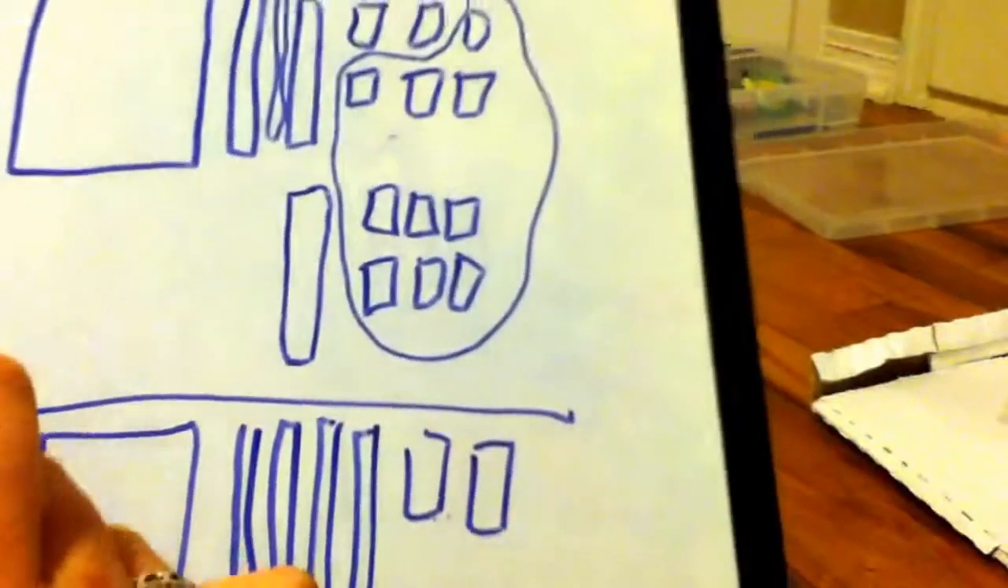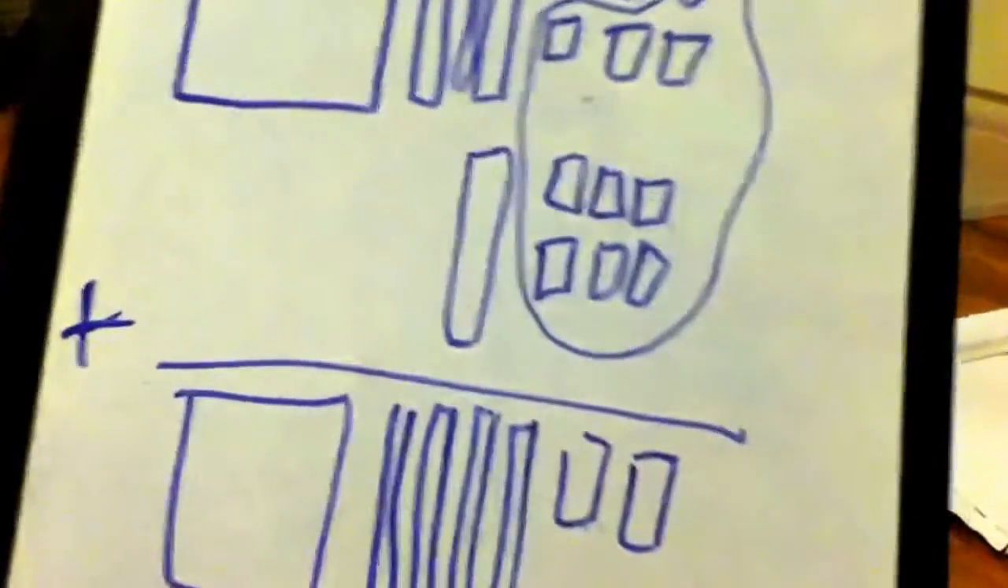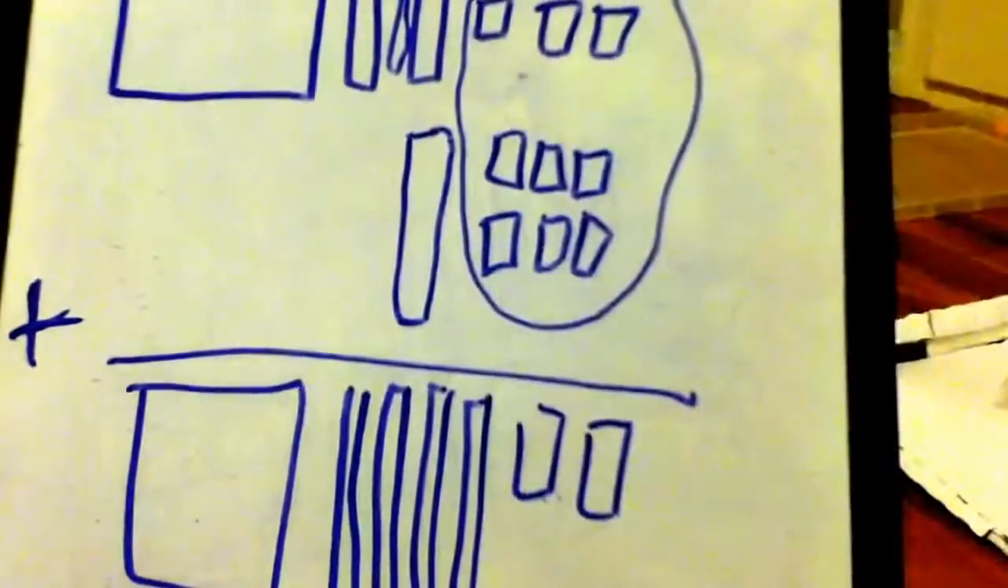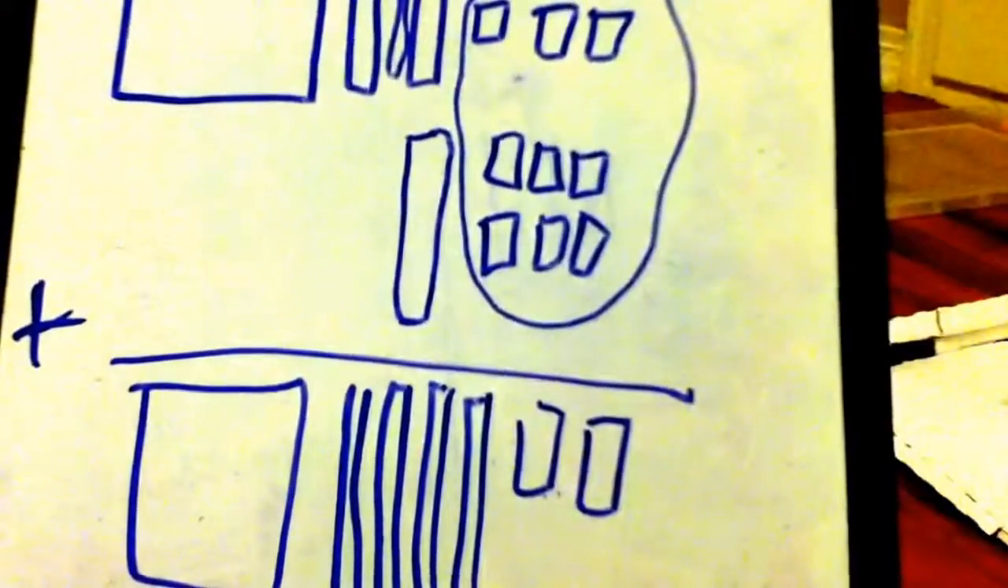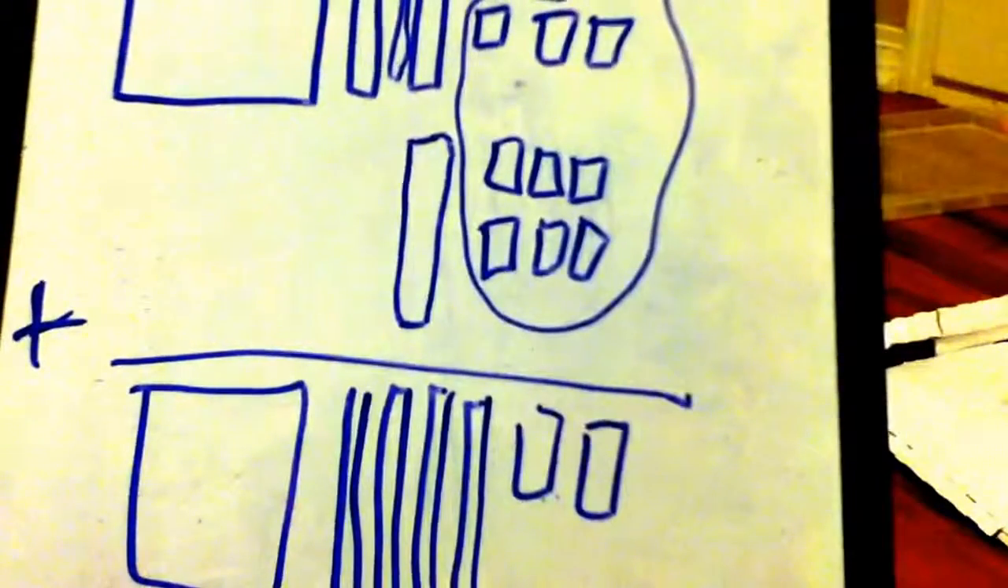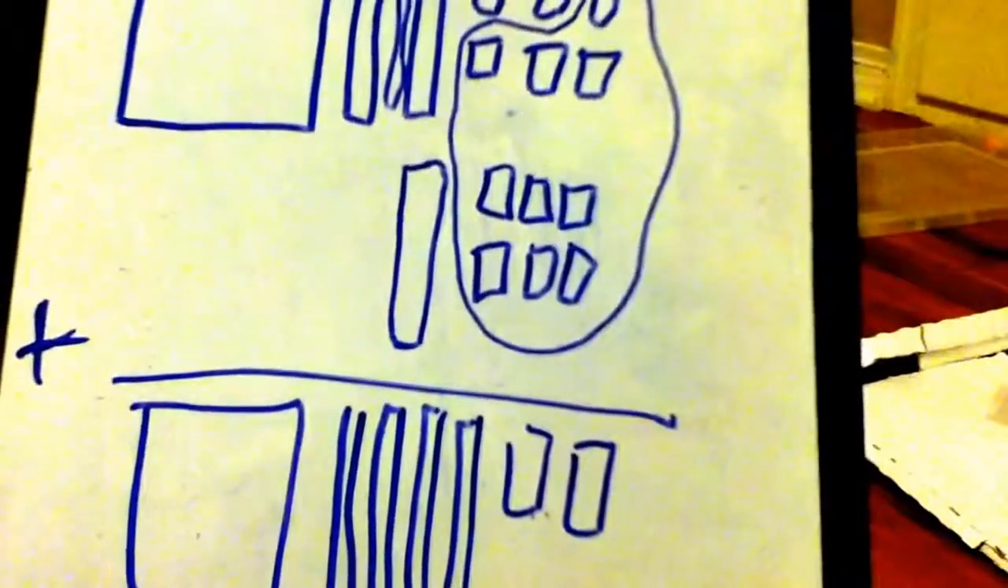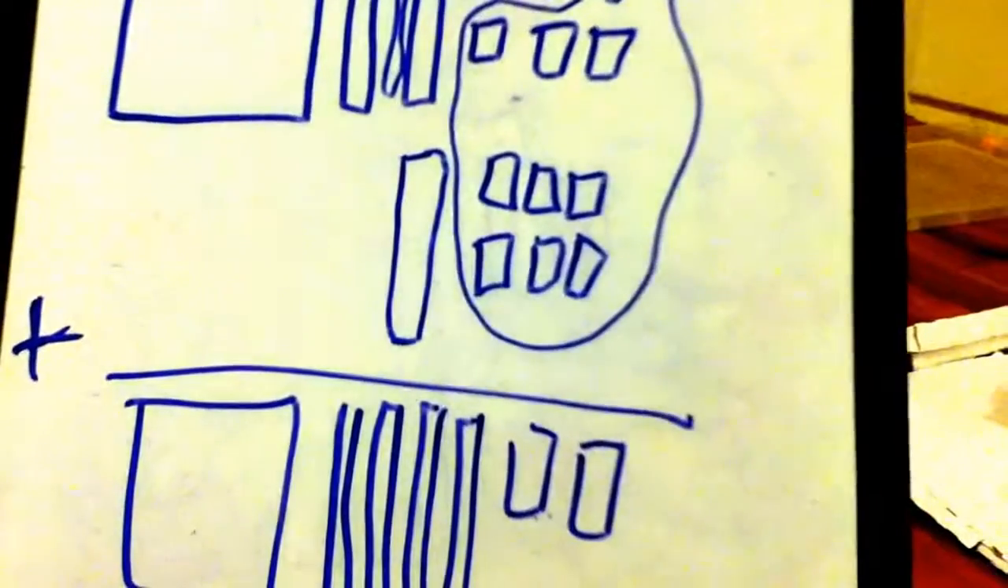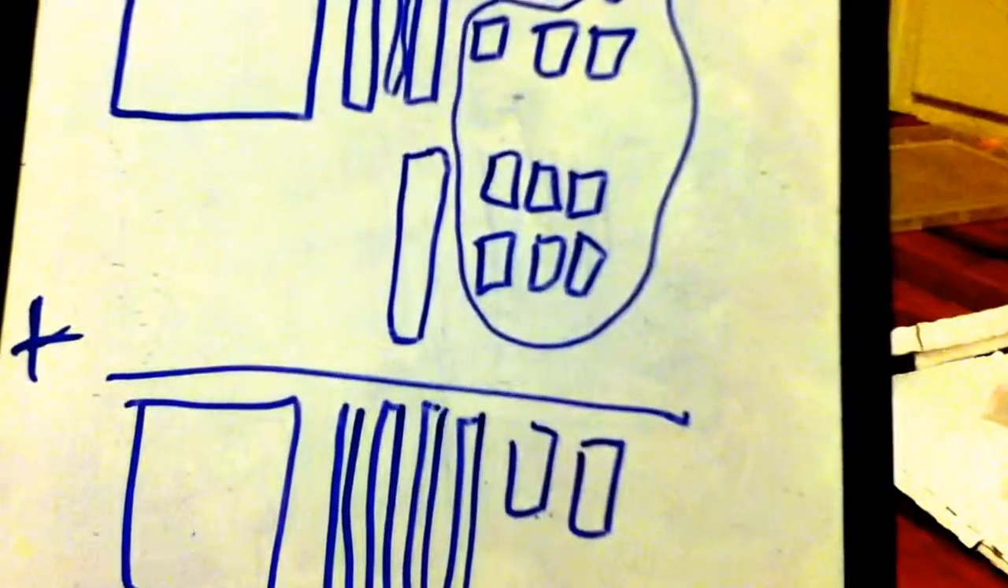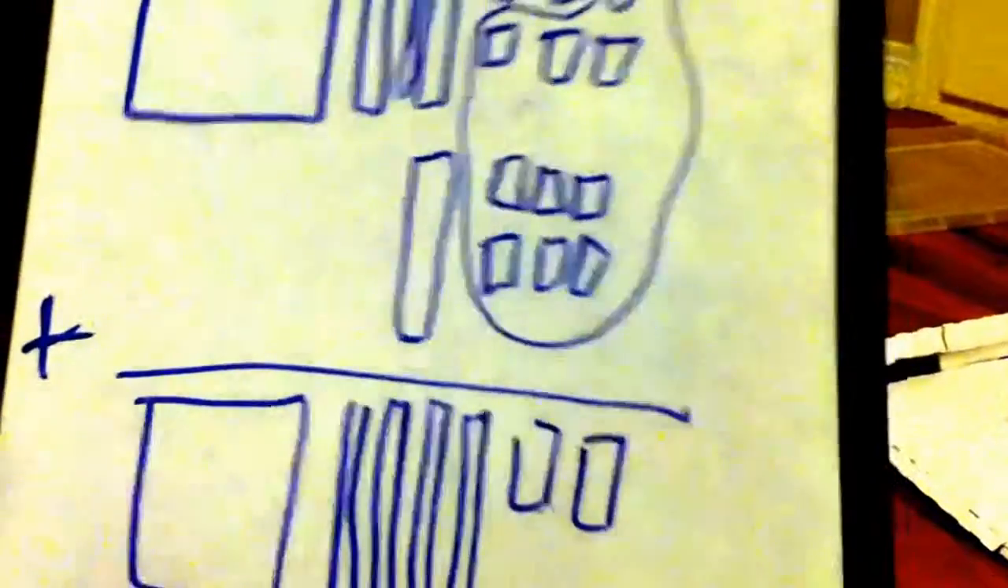So now we have learned how to use the number line approach to add, and also the Make 10 with the place value manipulatives by drawing them instead of having actual manipulatives. So that concludes our lesson today.